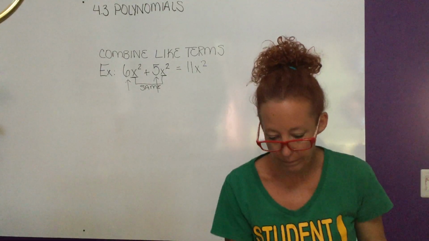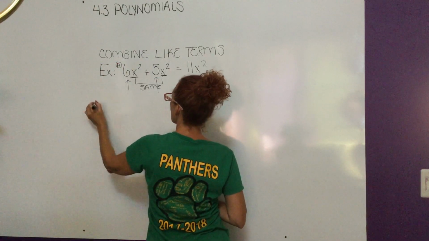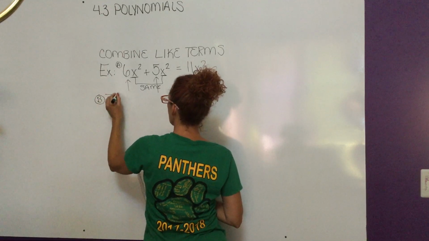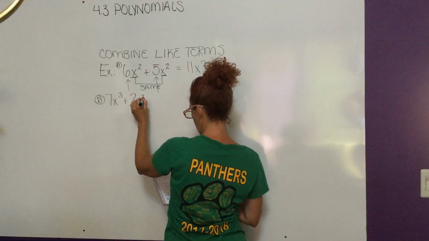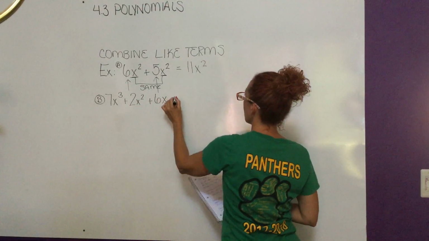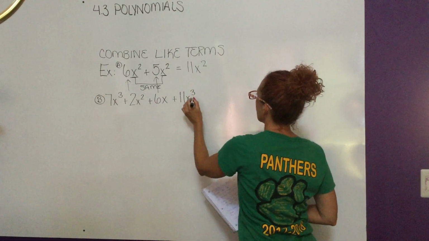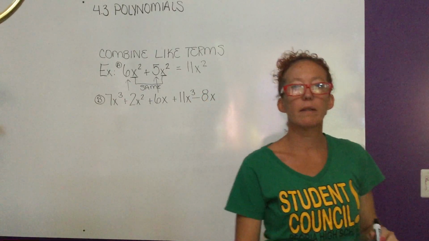Let's look at another one. Let's make this example A. Example B: 7x to the third plus 2x squared plus 6x plus 11x to the third minus 8x. So this one's a little bit longer.